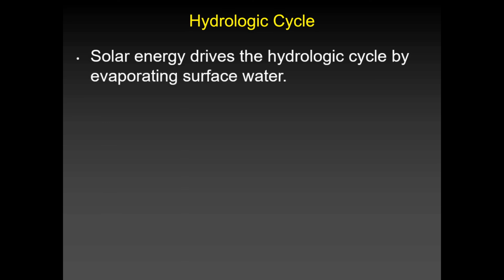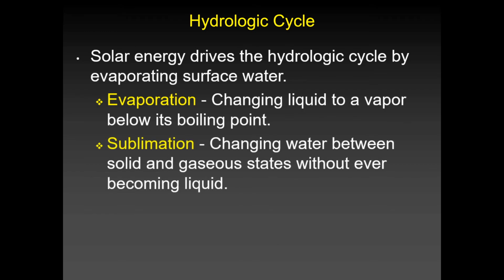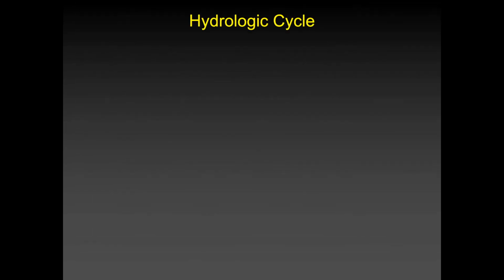So solar energy drives the hydrological cycle by evaporating surface water, and evaporation is changing from a liquid to a vapor below its boiling point. Sublimation is changing water between solid and gaseous states without ever becoming a liquid. This tends to be a little more common in something like dry ice. Freezer burn is an example of this.